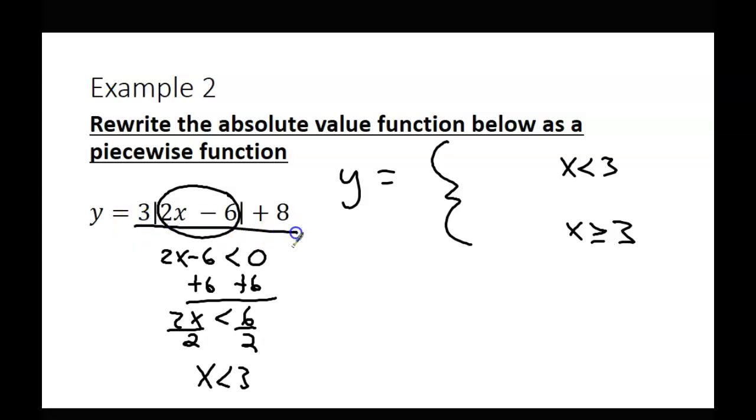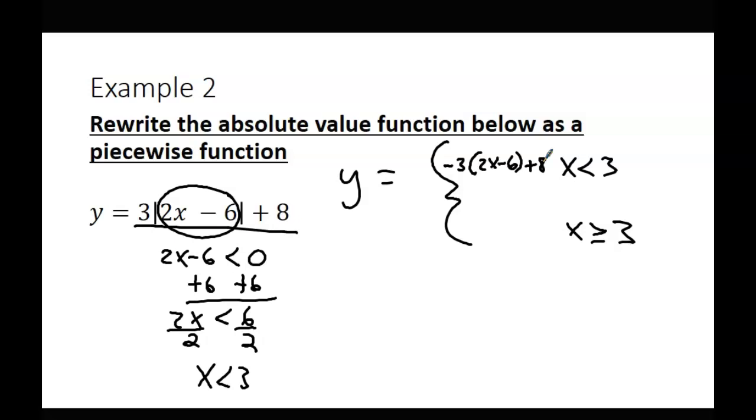So check this out. I'm going to write this function all over again, but I'm going to get rid of the absolute value bars. I'm just going to put parentheses instead. And I'm going to put a negative in the front because it changes the sign. So it's going to look like this. Negative 3, parentheses, 2x minus 6, plus 8. So no more bars, and the sign changed because that's what happens when x is less than 3.